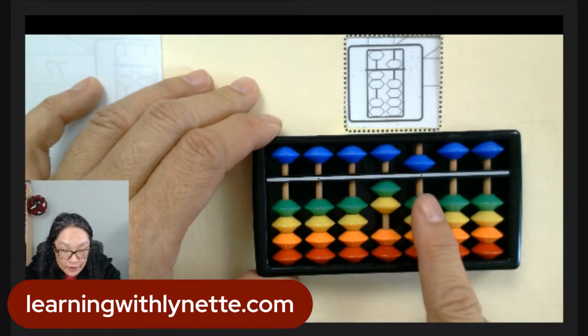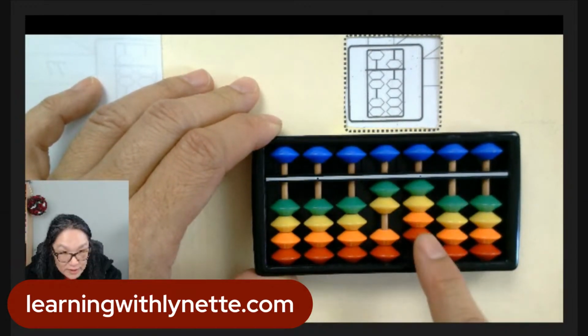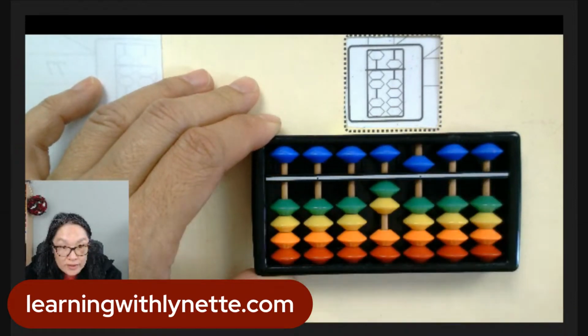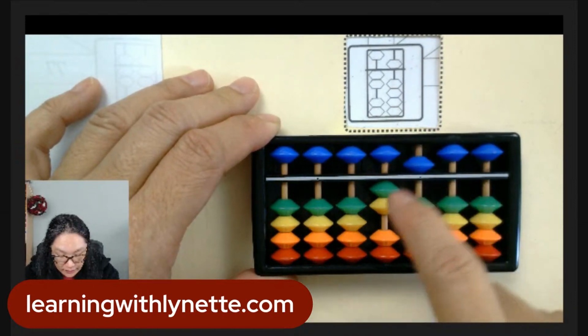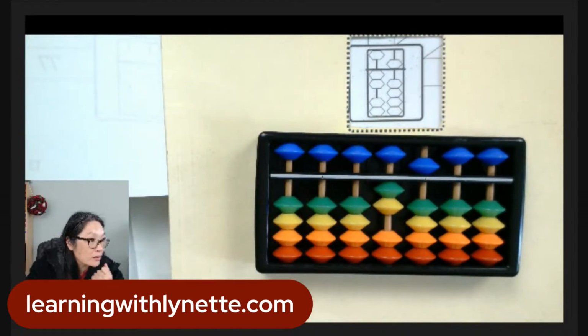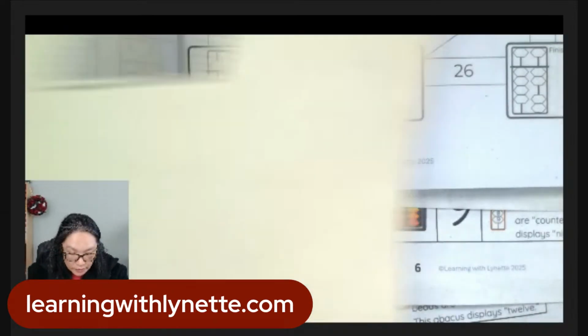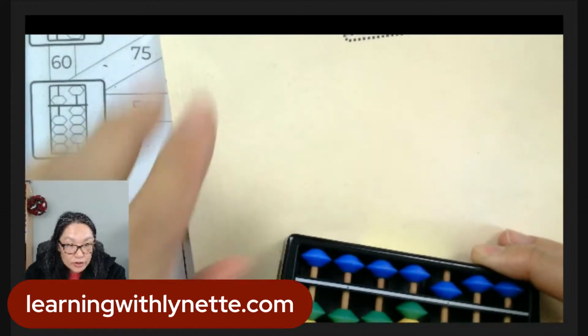Actually, it's not 24. 24 looks like this. 1, 2, 3, 4. The top bead is always the value of 5. So it's actually going to be 25. Oh, yeah. There you go. There you go, B. 25 it is. Yep. So we have 25. We have 2 left.